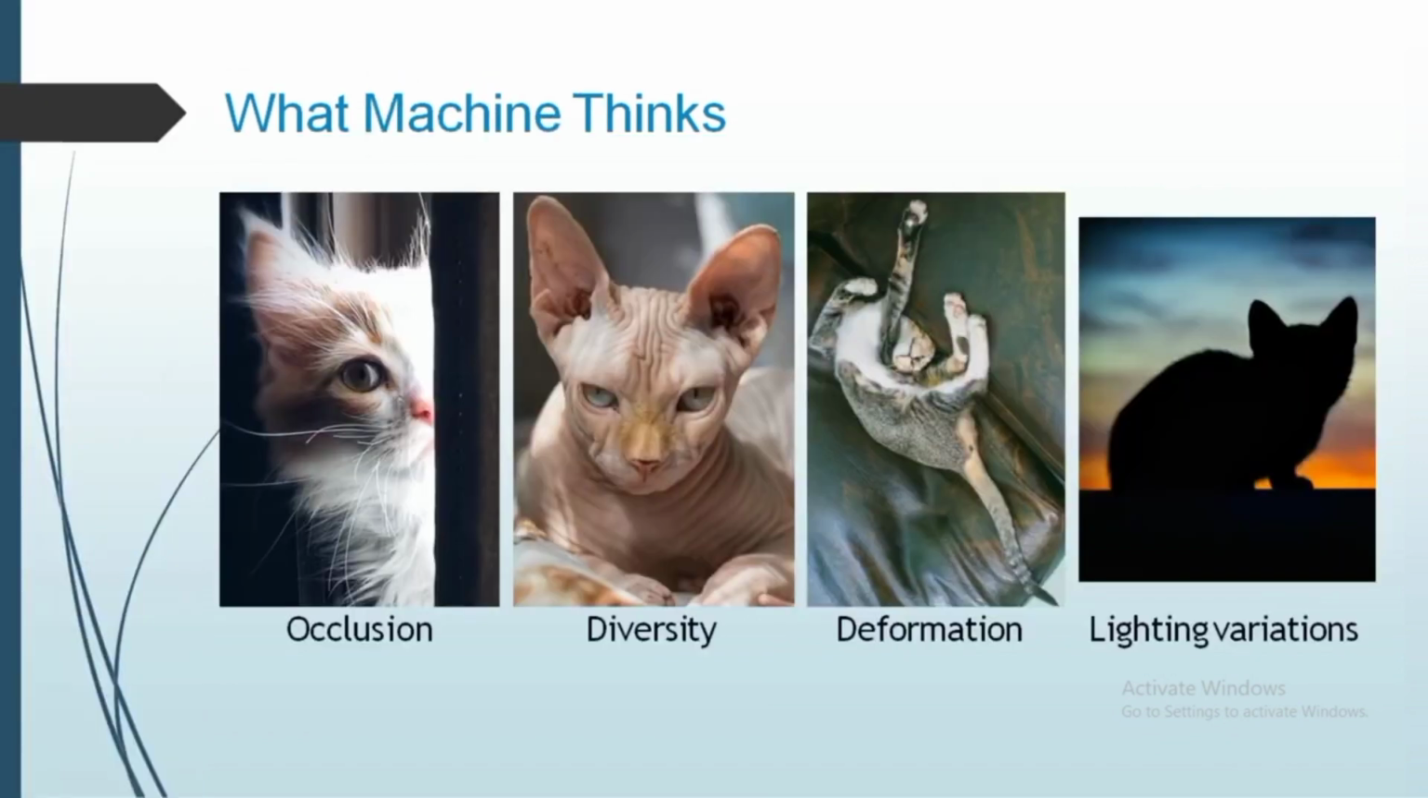But what a machine thinks is, the machine will identify the occurrence or the image of the cat by using different features or functions such as diversity, deformation, different types of body structure, different types of colors based on shadow or lighting variations, how their structure is, how their eyes are, how their colors are. The machine is not a human being, so it will relate to the cat by using different features or fields. This is the difference between the human and the machine.